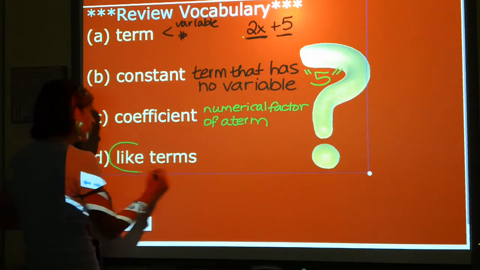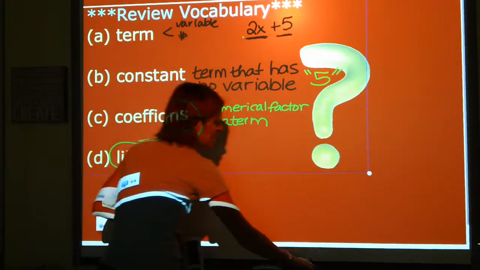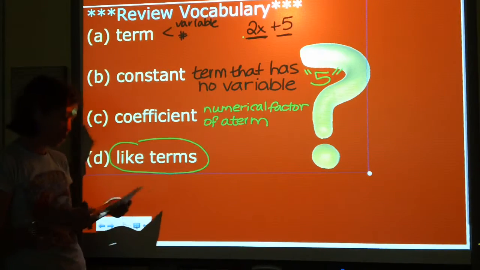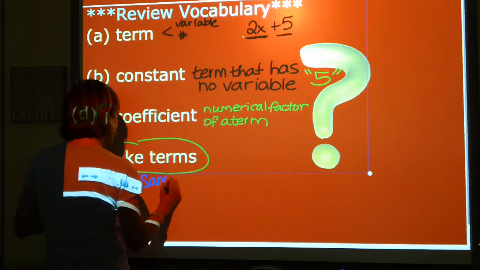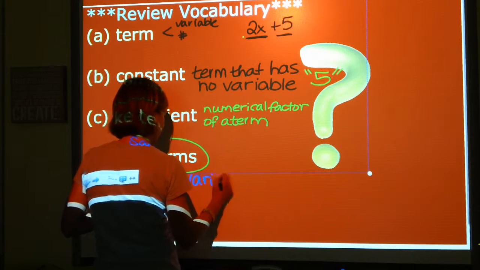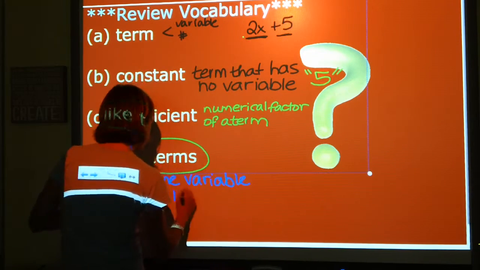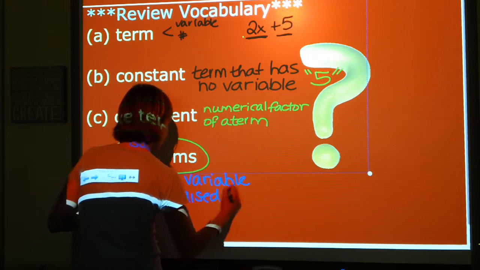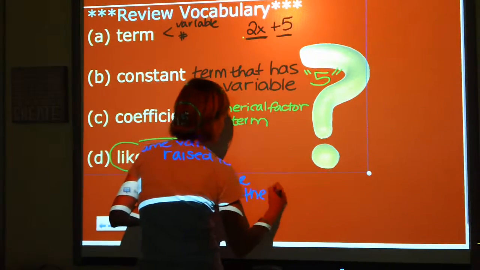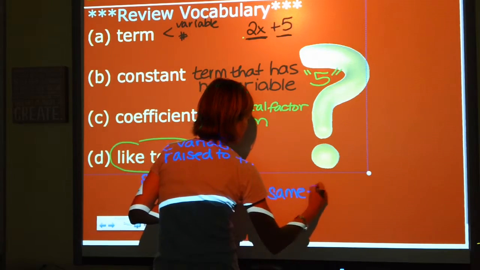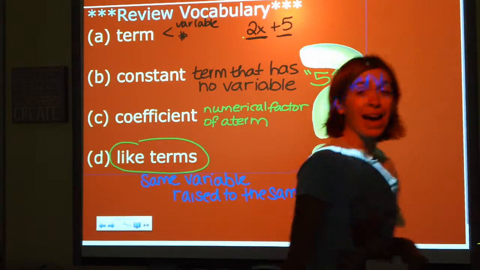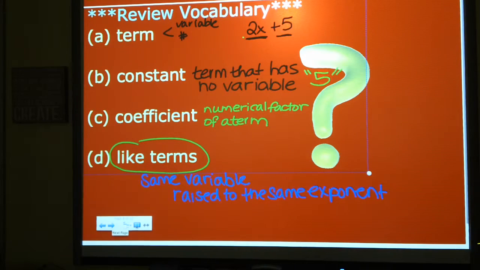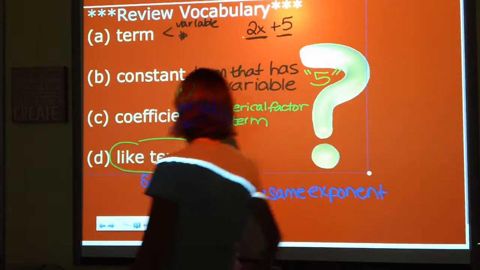And the most important thing that we're going to be doing in the next couple of weeks is we're going to have to be able to recognize like terms. My definition of like terms is anything that has the same variable raised to the same exponent, okay? I'm going to give you a second to write that down. Doing pretty good on time today, trying to keep it short for you.